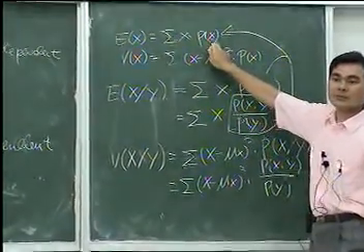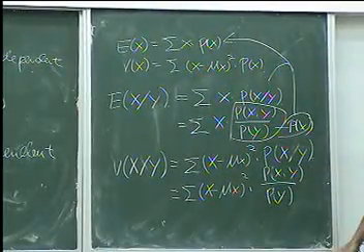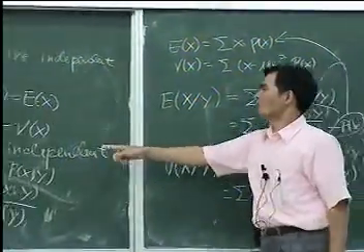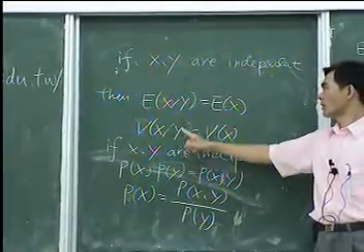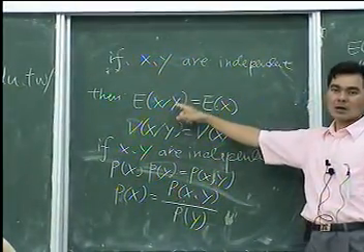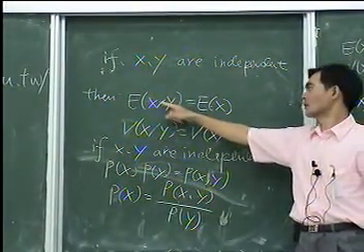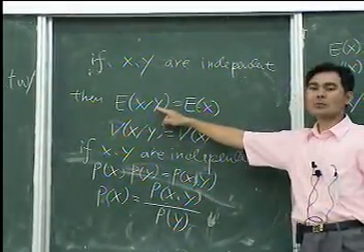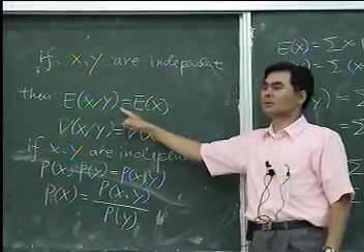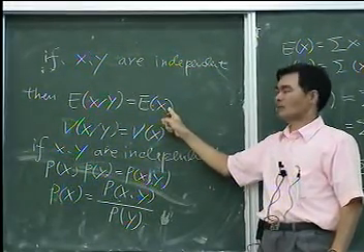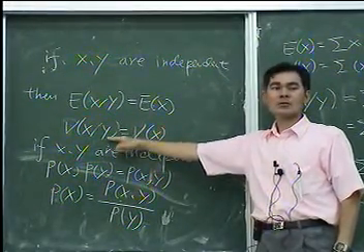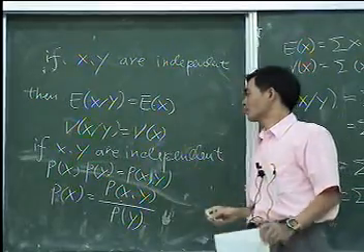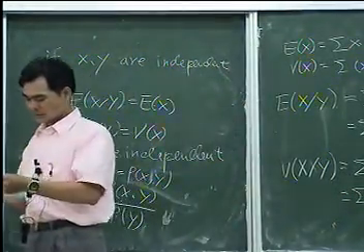So if x and y are independent, that means x does not affect y, or y does not affect x. So in this case, the conditional mean will be equal to the mean itself. And the conditional variance will be equal to the variance itself. So any questions?